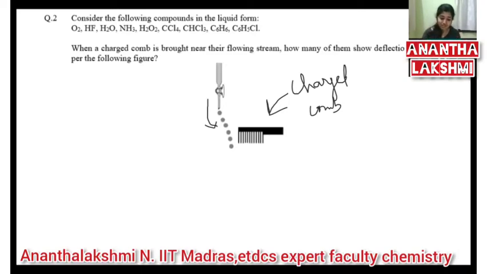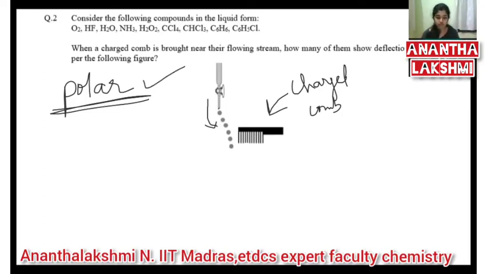So for this compound to show deflection, the compound should be polar in nature. Our job is done. We just have to see out of all these molecules which of them are polar. If they are polar, then they show deflection. So let's take these compounds one by one.